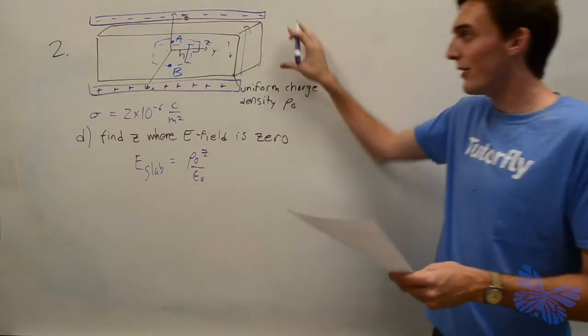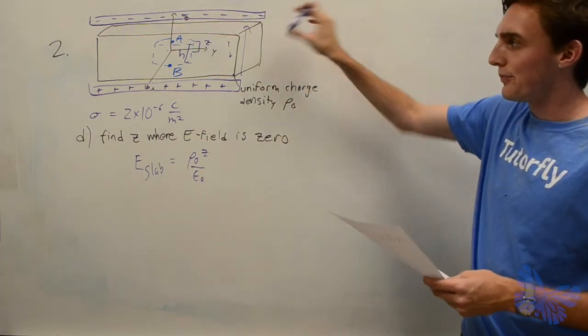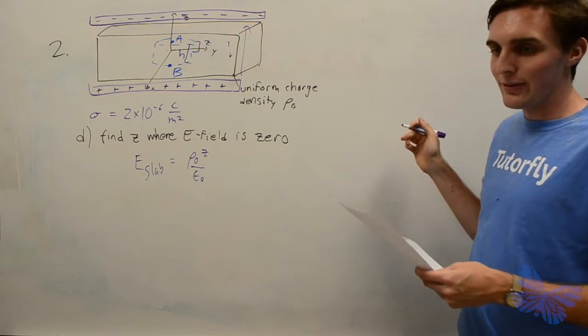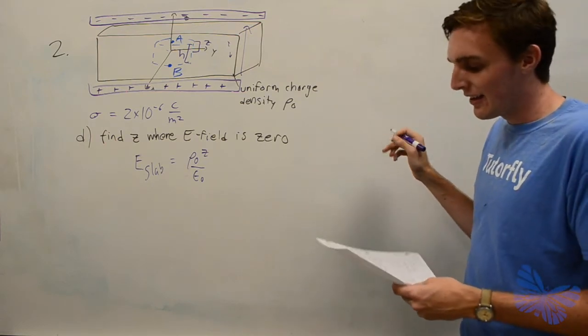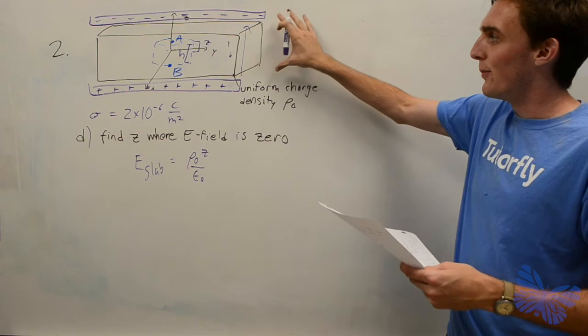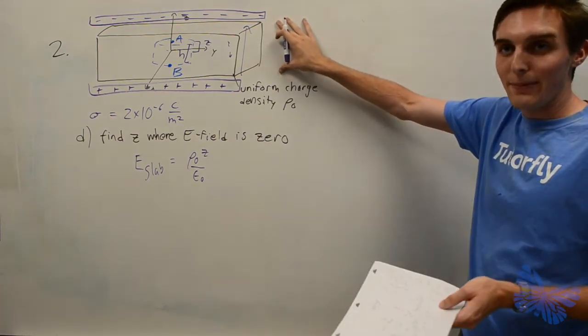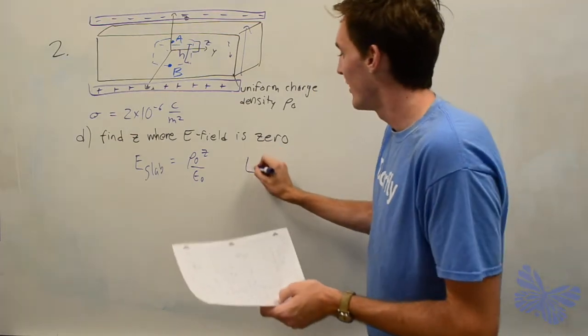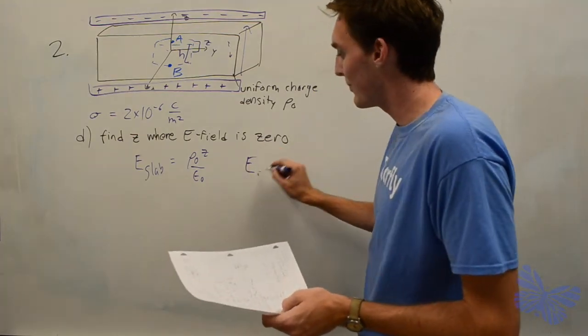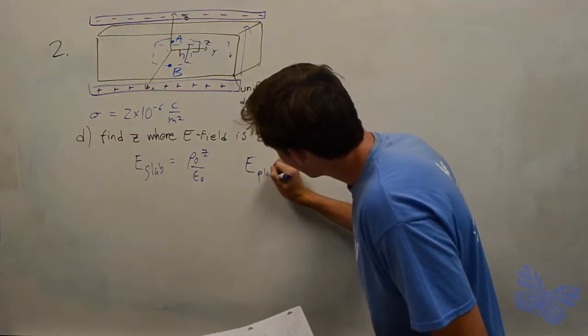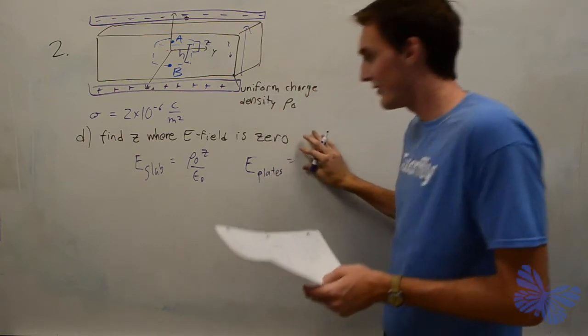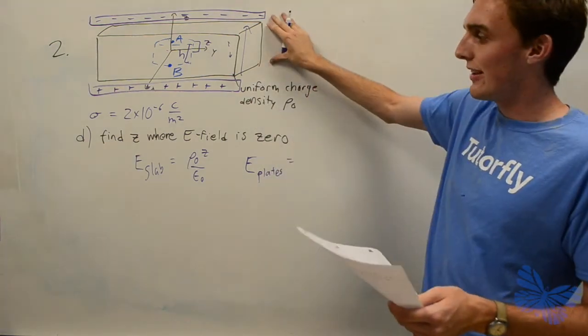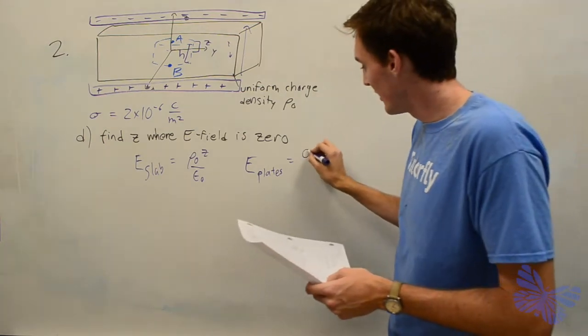Then for the parallel plates, you can either remember this formula or derive it through Gauss's law again. For parallel plates like this, it's the same as a capacitor. The electric field within a capacitor is given by E, I'll call it E plates. It's just going to be equal to the surface charge density divided by epsilon naught.